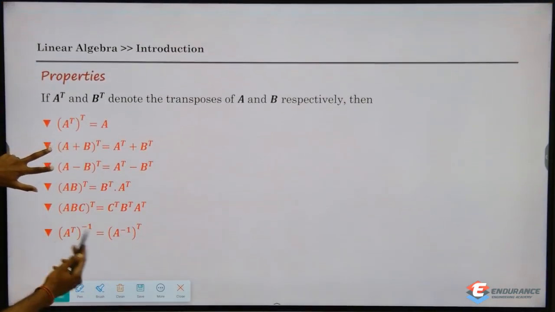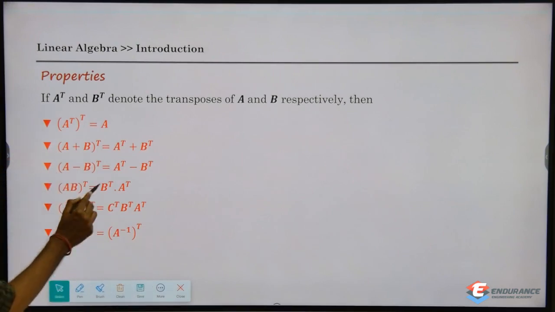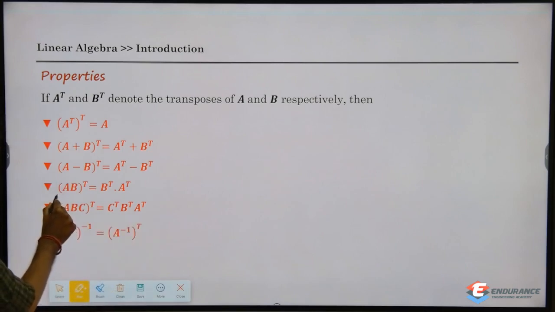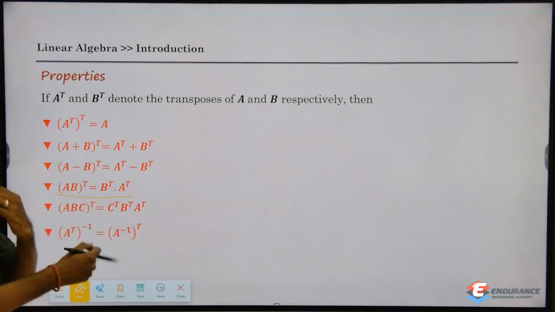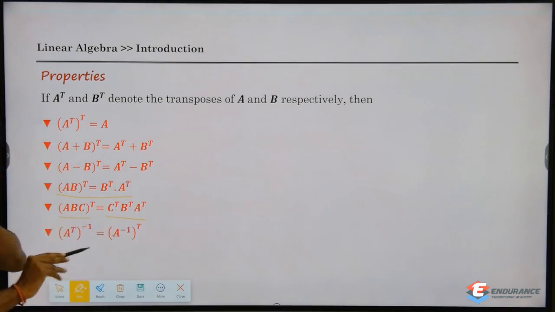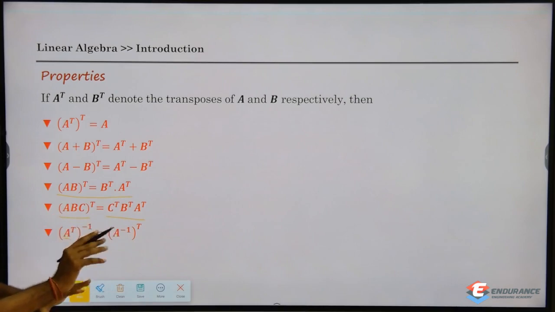A plus B whole transpose is A transpose plus B transpose, A minus B whole transpose similarly. And this one you need to note down a little different. AB whole transpose will be equal to B transpose into A transpose. It is not A transpose into B transpose. ABC whole transpose will be C transpose B transpose A transpose. Regarding inverse we will discuss later, but as of now A transpose the whole inverse will be equal to A inverse whole transpose. Just keep that property in mind.